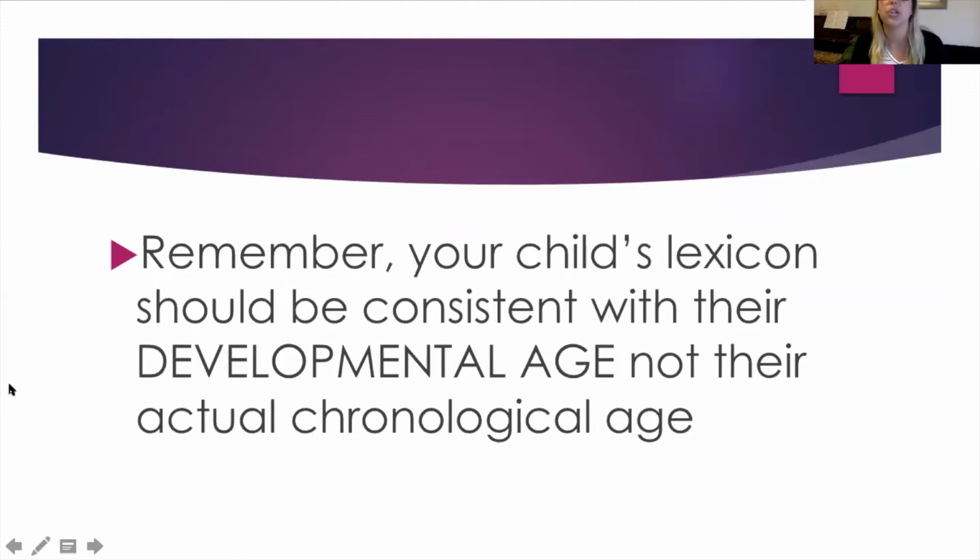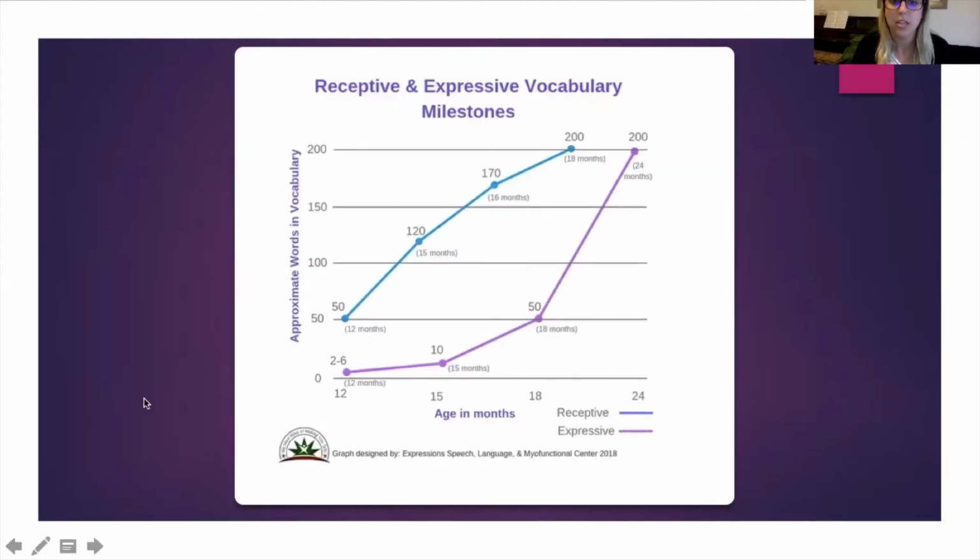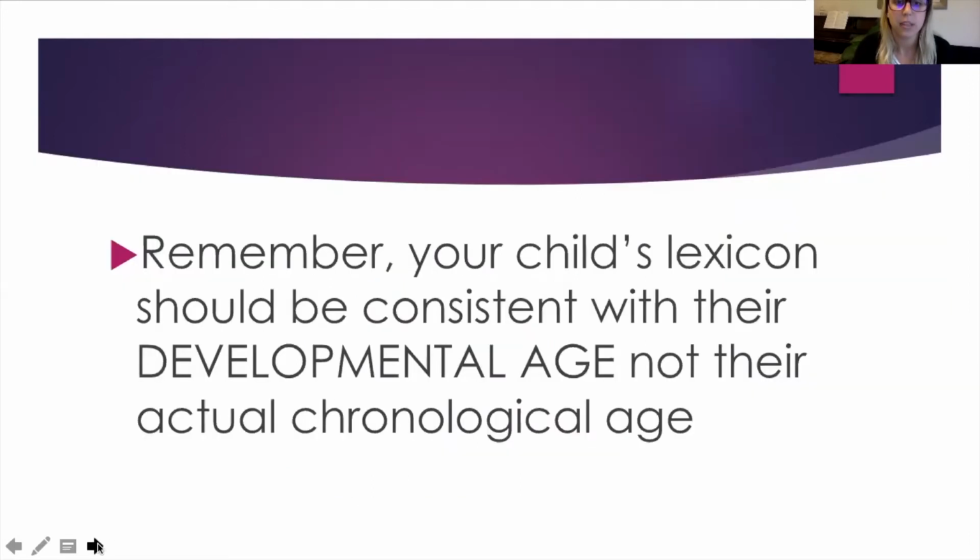Remember also that your child's lexicon should be consistent with their developmental age, not their actual chronological age. So if your child is 7 years old, but developmentally they're at that 12-month stage, we expect them to have 50 words rather than the amount that you would have at 7 years old.